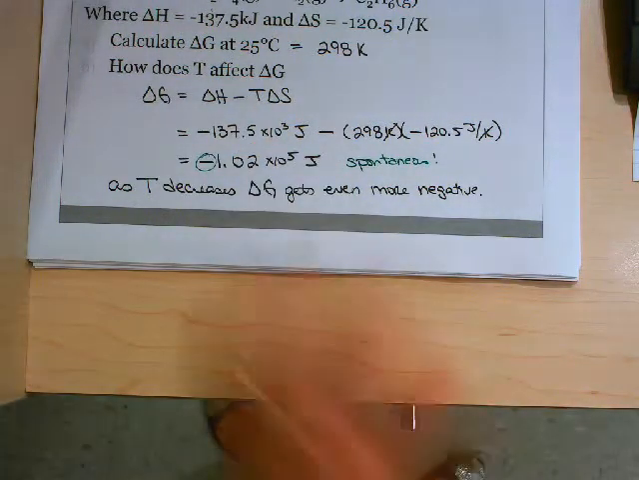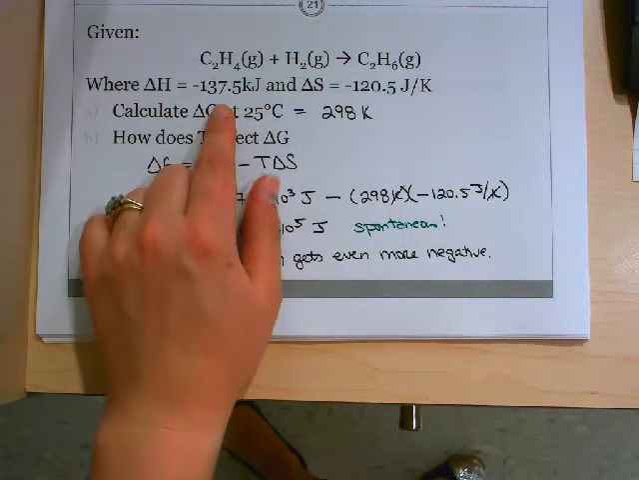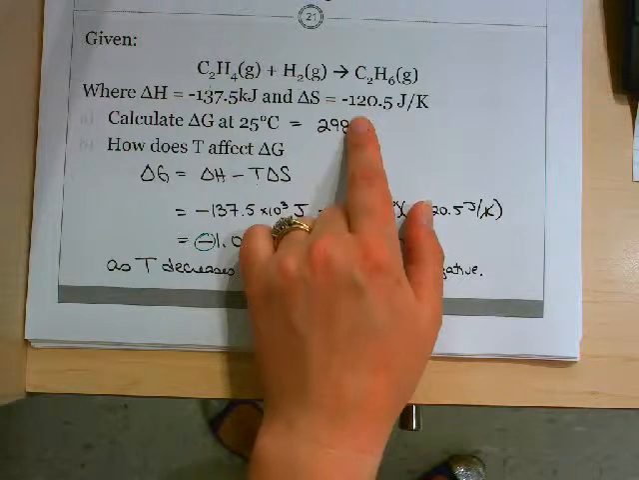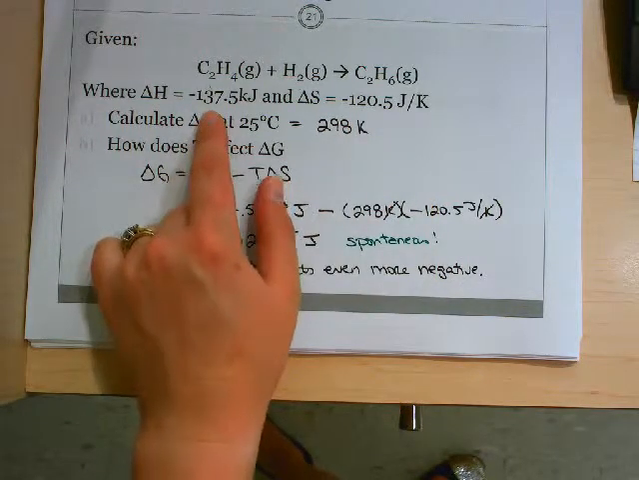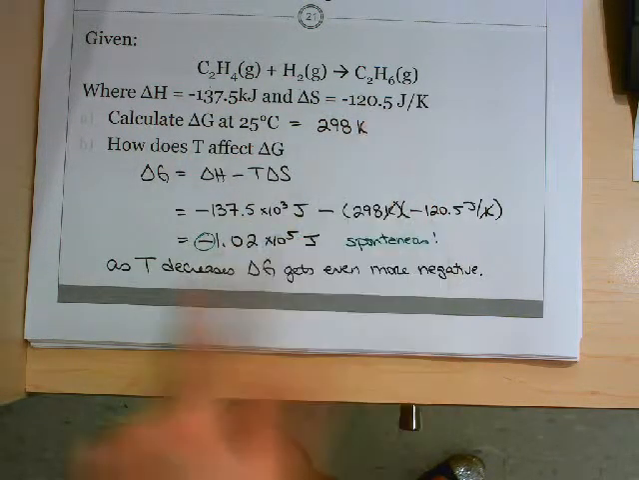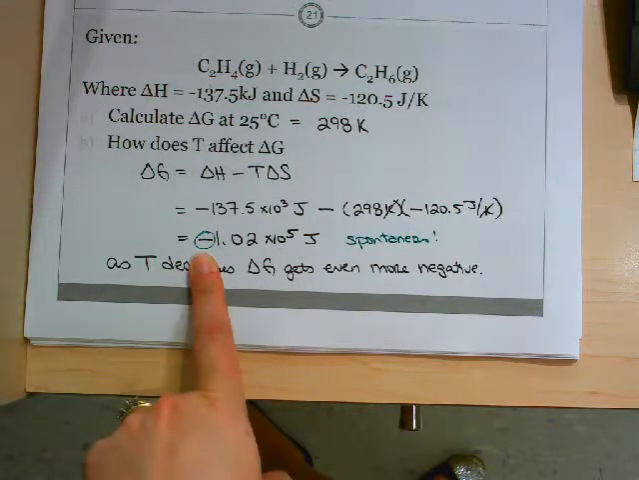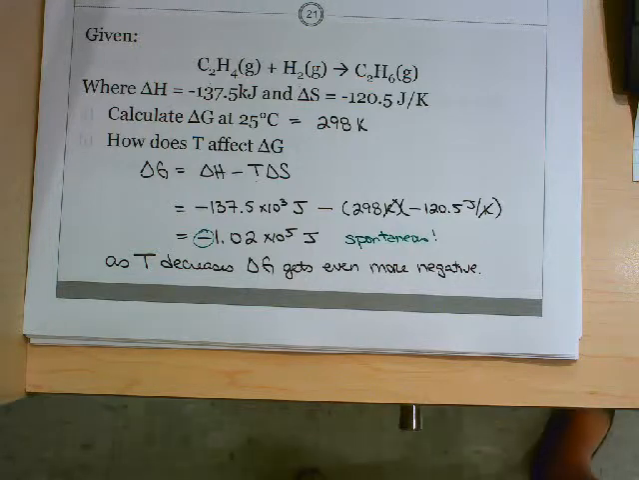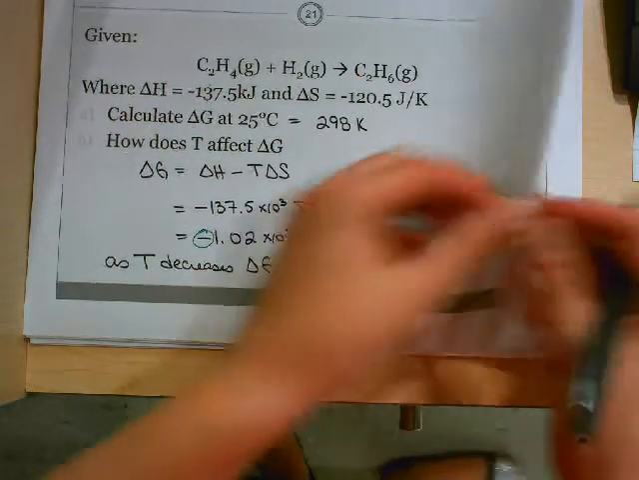Exothermic is good, but it's not good entropy. But the exothermic is so much bigger than this that overall delta G is negative. And anytime delta G is negative, spontaneous. Let's do another practice one.